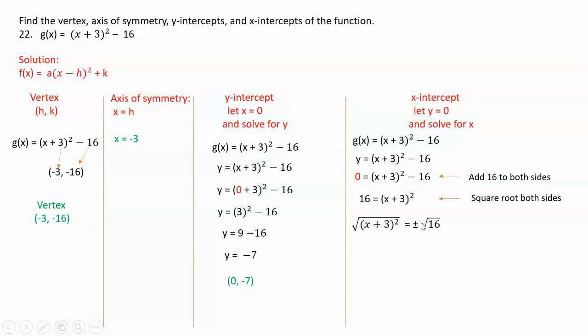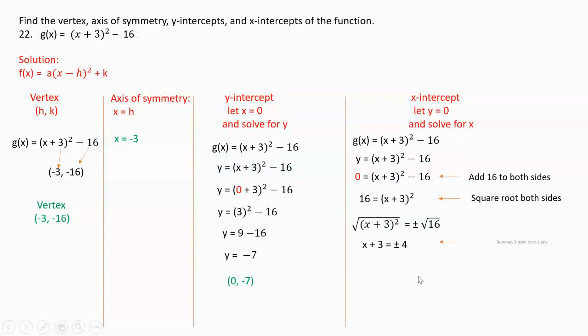When you take the even root of a number, you're going to put plus or minus. This is a square root, and it's even, so we're going to put plus or minus. The square root cancels the square, so that's like 1. So it's going to be x plus 3 equals plus or minus 4, because the square root of 16 is 4.